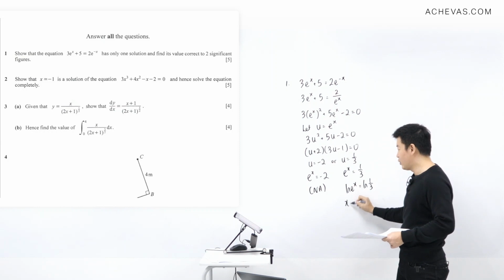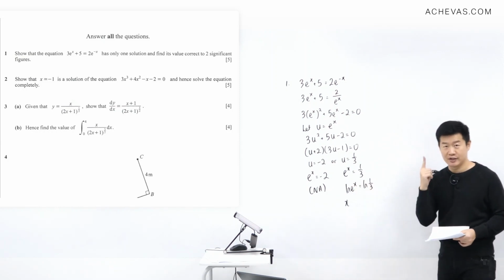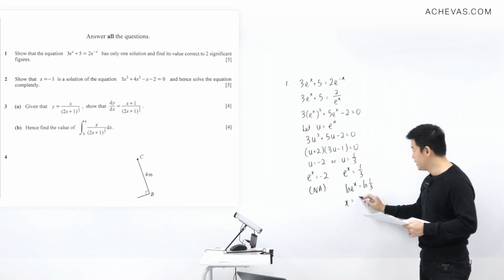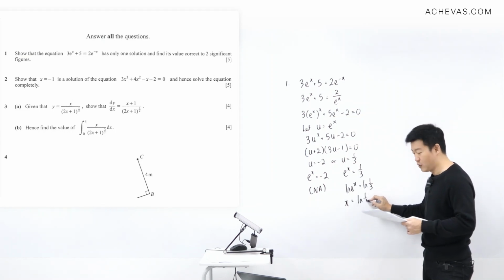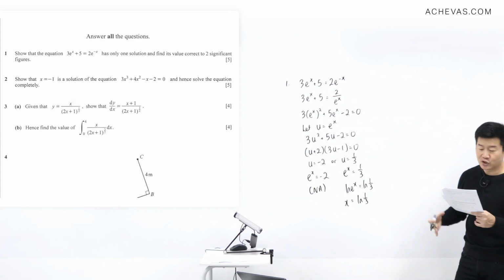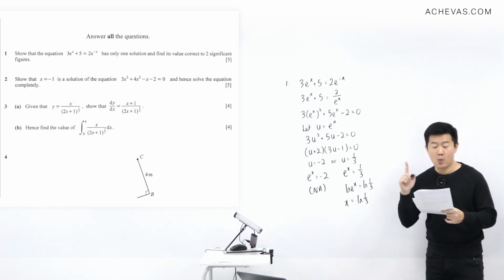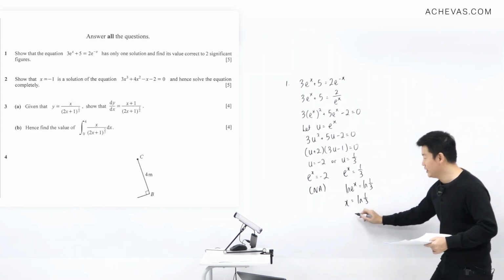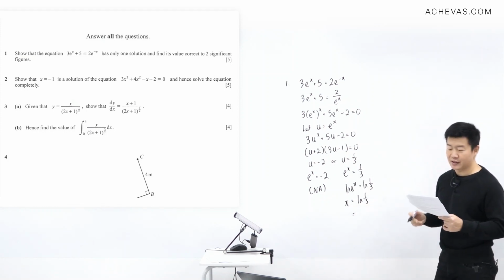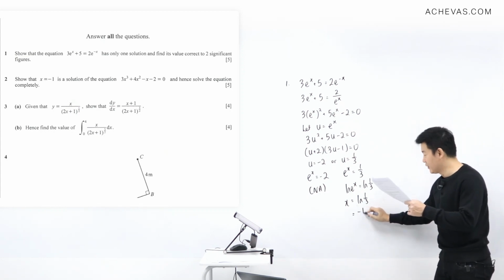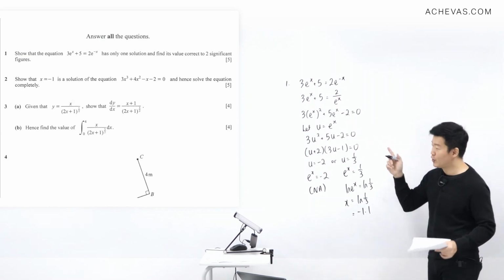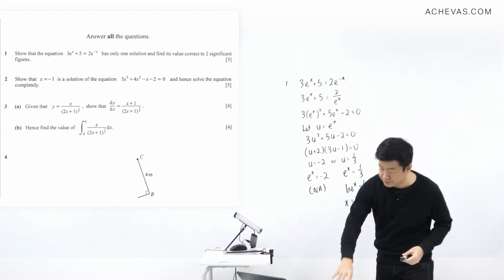x, I can bring it forward. We will be left with ln e, which is 1. So x is equal to ln of 1 over 3. And this shows that the equation has only one solution, and we're supposed to find this solution, right? So to find this solution, let's try to evaluate this and correct it to two significant figures. Pressing into the calculator gives me a negative 1.1. So this is question number 1. Let's move on and take a look at question number 2.